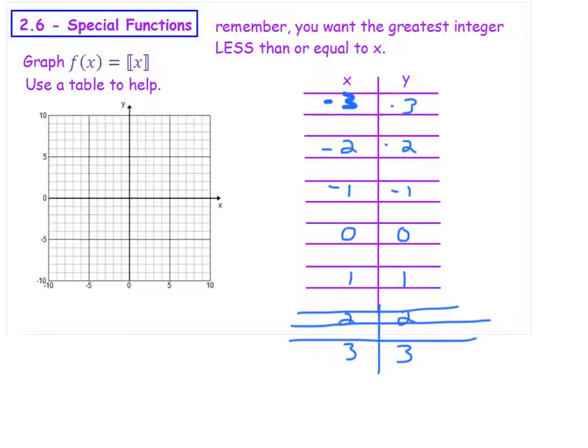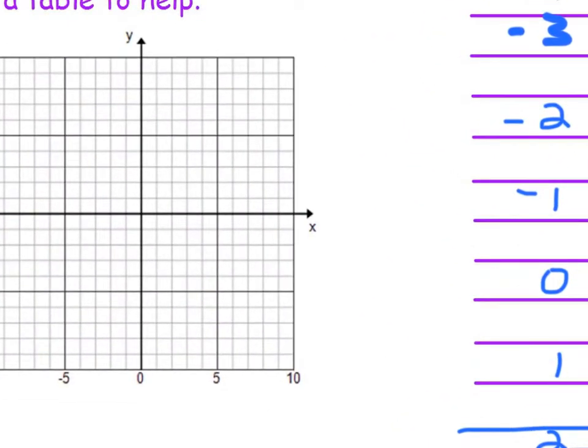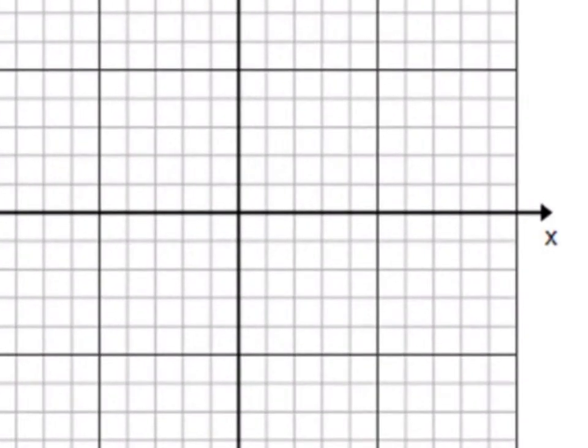And remember, we know that it's supposed to look like a step function. I'm going to go ahead and plot the whole number points that I already have. So I know that it's negative 3, negative 3, negative 2, negative 2, negative 1. As you can see, this is just like our parent function.